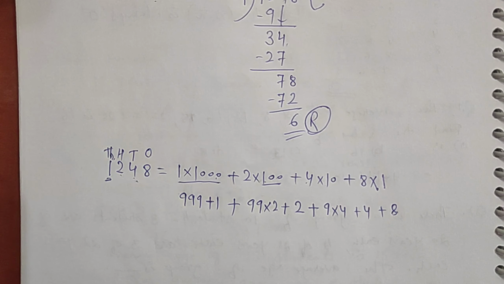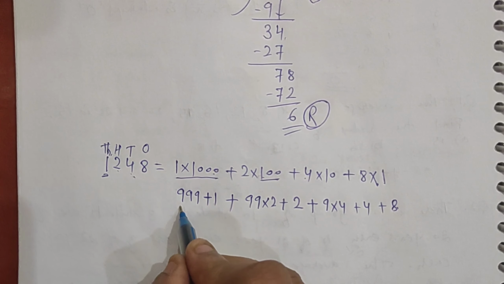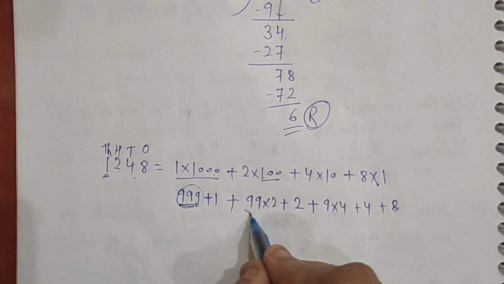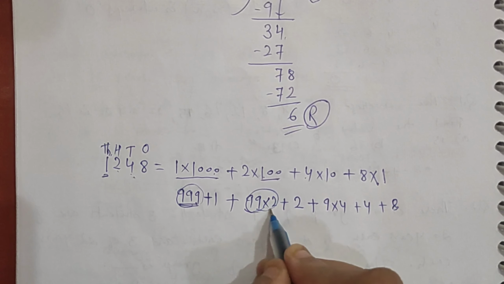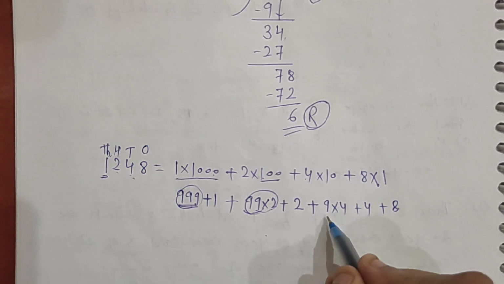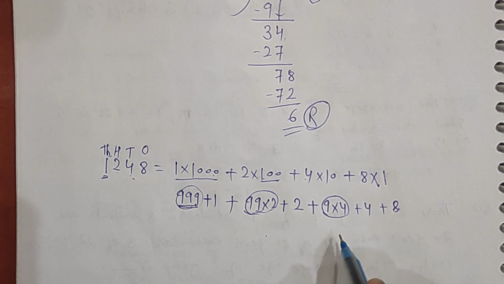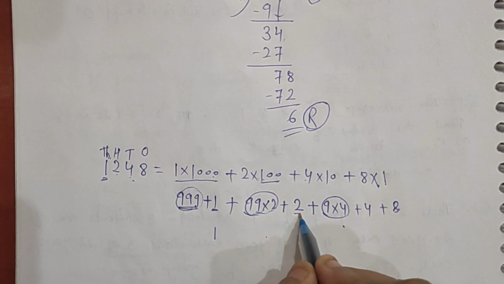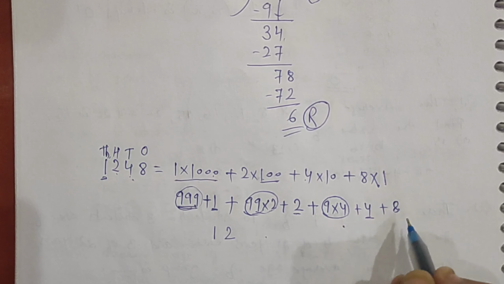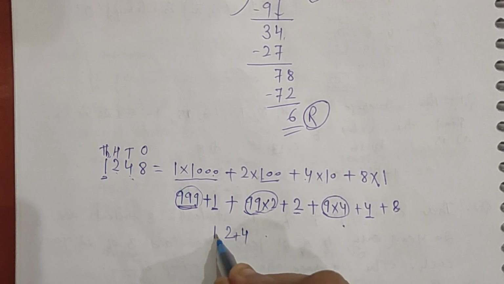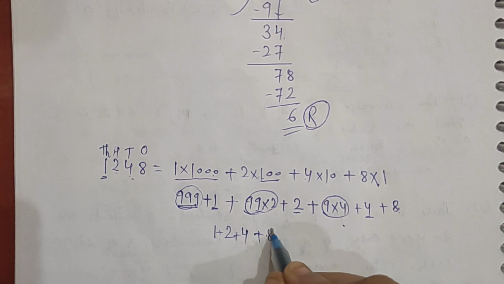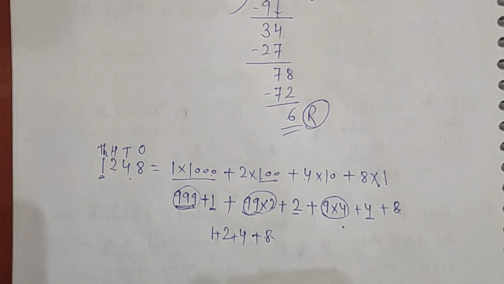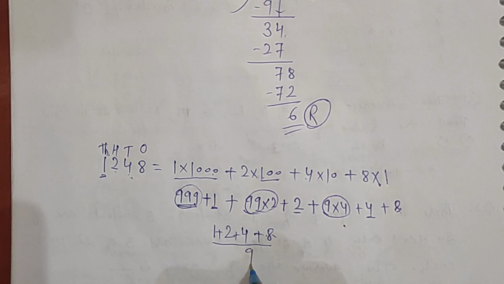Now look, this 999 gets cancelled with 9. You will get remainder as 0. Here also, this will be getting cancelled by 9. This also will be getting cancelled by 9. Right? So what are you left with? 1, 2, 4 and 8. Means you need to check only this, whether this is getting cancelled by 9 or not.